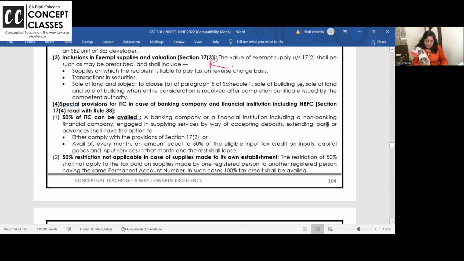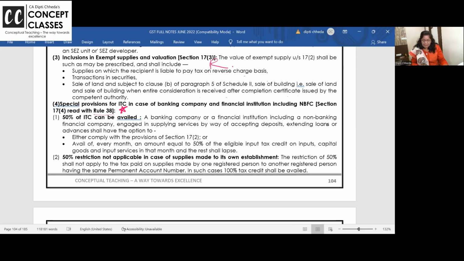And now most important, जिस पे exam में question आता है, Section 17 subsection 4 read with rule 38. Rules are explanations. Yesterday we have done rule 36. Today we are doing rule 38. Tomorrow we will do rule 40, rule 44. They are additions to the sections.